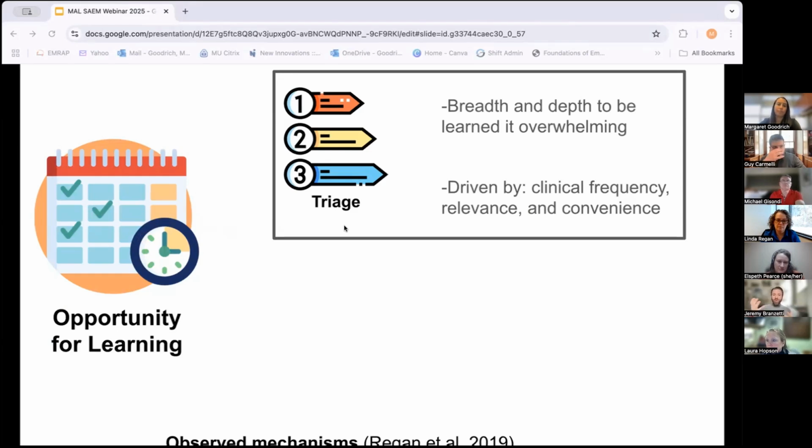And they have this internal driving score system of how frequently do I see it clinically? How relevant is it to my clinical practice? Is it something I could easily address, or is this going to take forever?